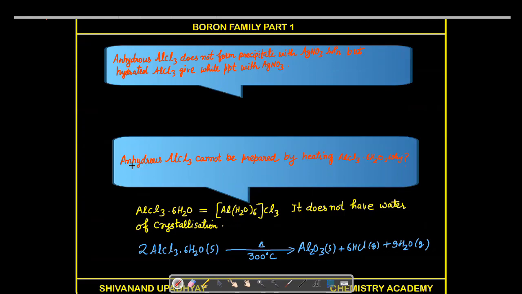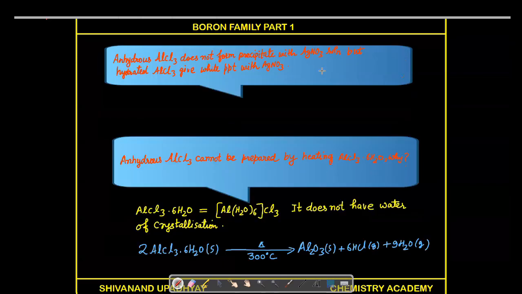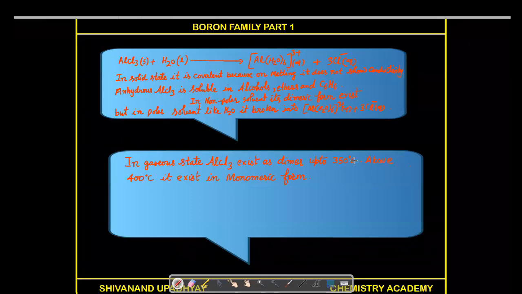Another question is, anhydrous AlCl3 cannot be prepared by heating AlCl3.6H2O, because people can say that suppose we have added AlCl3 to water and this will form a solution. If we allow the water to evaporate, finally this residue will be left, right? This is non-volatile, so this will be left. So it will exist in the form of AlCl3. I can write like this, but basically it is existing in this form.